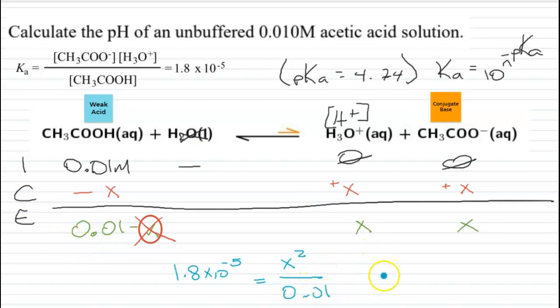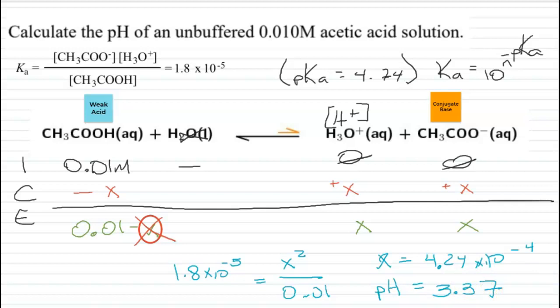So 0.01. When I solve that, my x value is going to be 4.24 times 10 to the negative fourth. And that, remember folks, is the hydrogen ion concentration. The pH of that is the negative log of 4.24 times 10 to the negative fourth. You should calculate a pH value of 3.37 for this initial calculation.